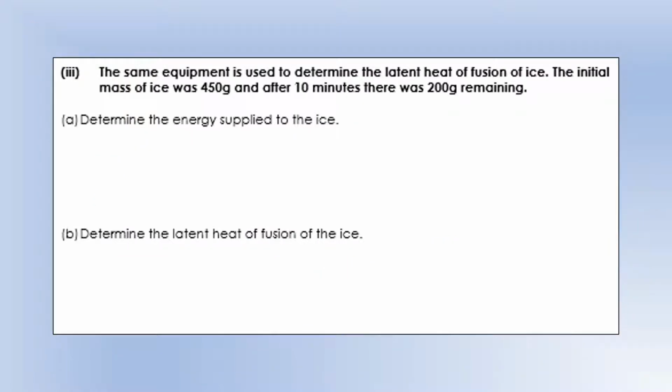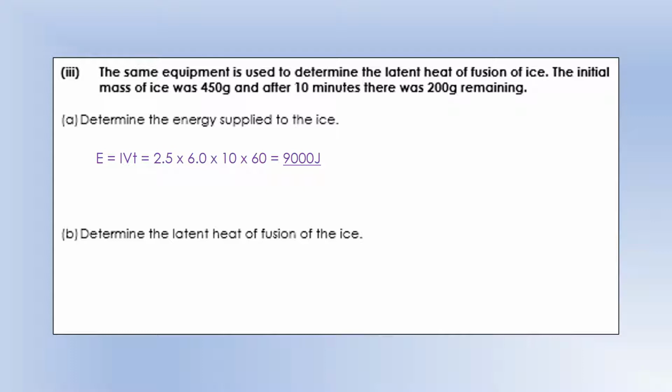Okay, so moving into phase change instead of temperature change. We're using the same equipment to figure out the latent heat of fusion of ice. The initial mass of ice was 450 grams, and after 10 minutes there's 200 left. Determine the energy supplied to the ice. We've got the same current and PD as before, but 10 minutes this time, again converted into seconds, so fairly straightforward.